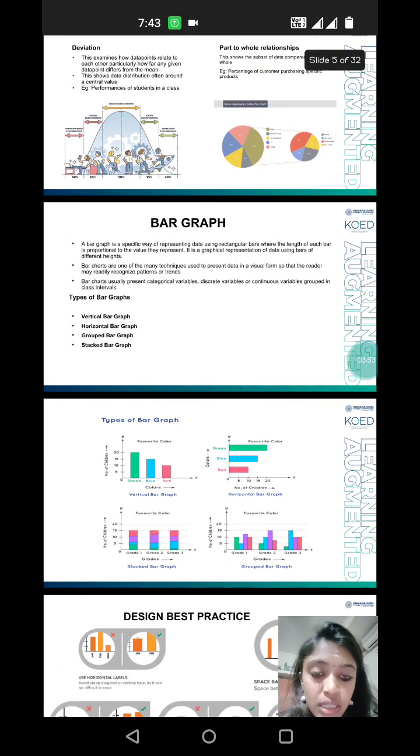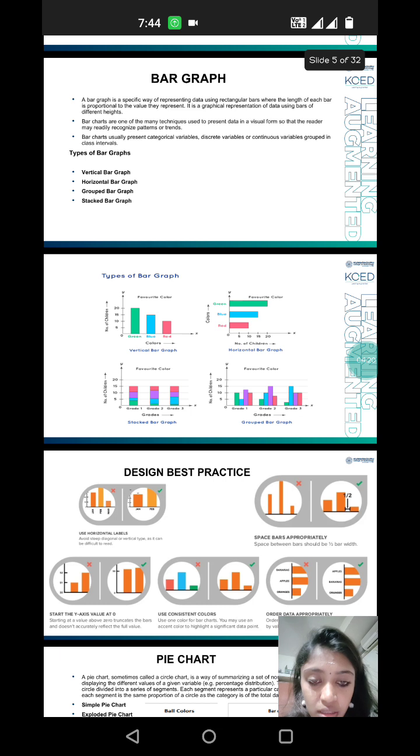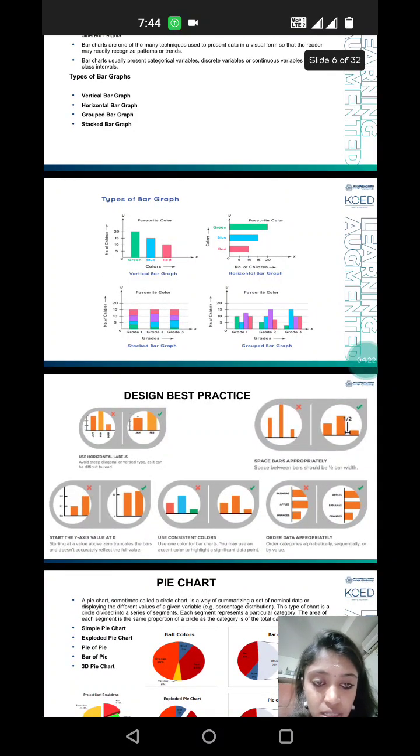You can see here the representations of the vertical bar graph, horizontal bar graph, stacked bar graph, and grouped bar graph. A grouped bar graph is where we take a particular entity and compare it with 4 other things on the same node. And these are design best practices, how you can draw a bar graph and how you should not draw a bar graph.